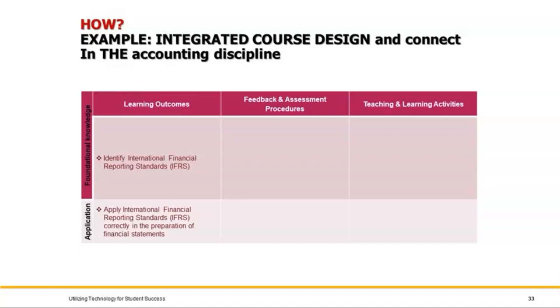In terms of foundational knowledge, students need to be able to identify international financial reporting standards, and in application, they have to apply them correctly in the preparation of a financial statement. Right, learning outcomes, what's our next step? We move on to feedback and assessment procedures. So what do students have to do to prove that they've mastered this outcome?